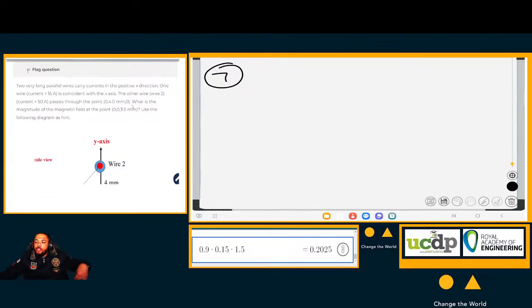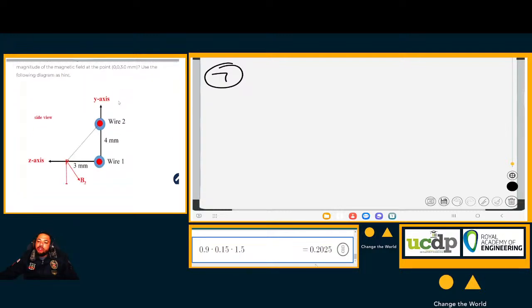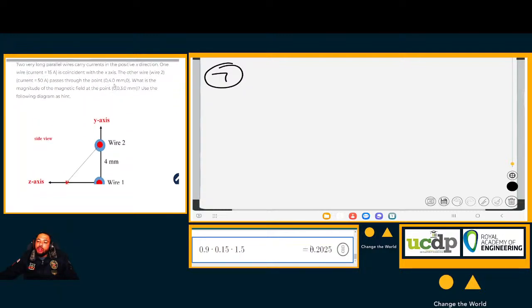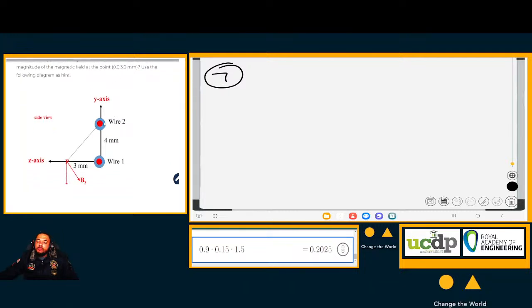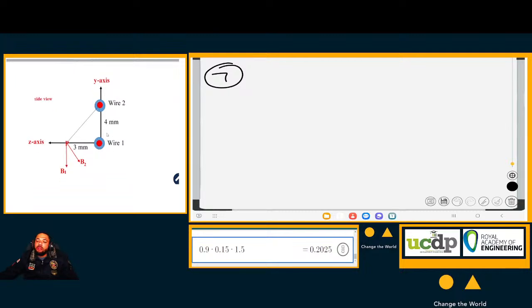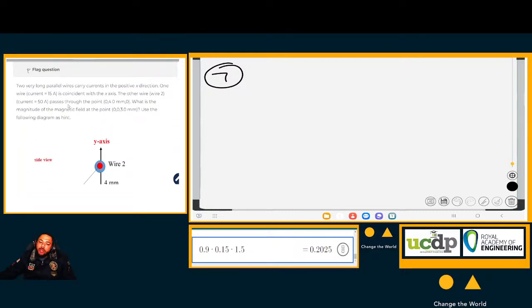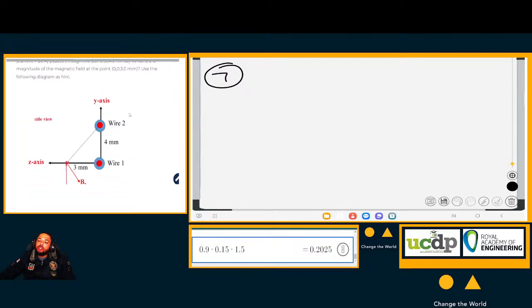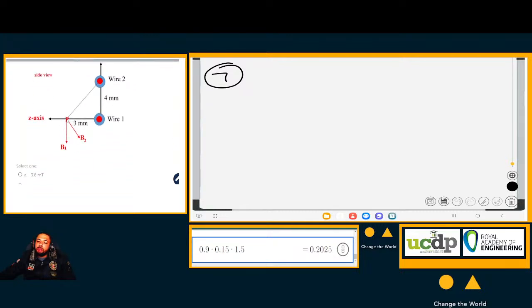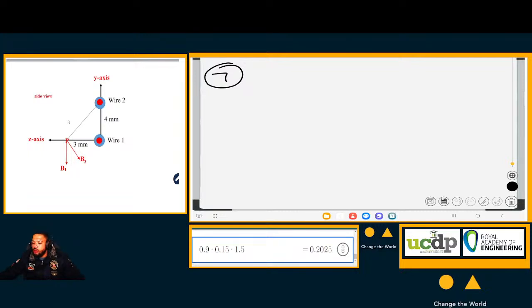And the other wire is parallel to the x-axis, with a current of 50 amperes, and it passes through the point 0, 4, 0. So basically it is passing through the y-axis parallel to the x-axis. What is the magnitude of the magnetic field at the point 0, 0, 3? So at this point on the z-axis, P. So what's the magnetic field?